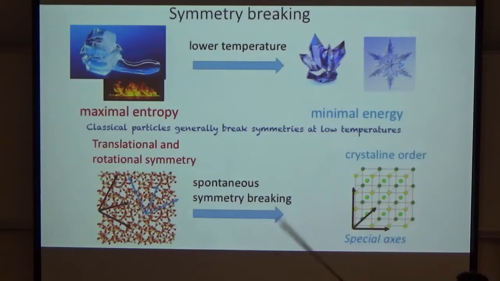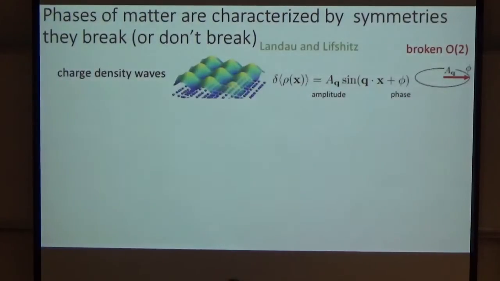So translation and rotation symmetries are broken in the lattice, very well known to physicists. Now, you can characterize many phases of matter by the symmetry they break. For instance, charge density waves, which appear in electrons and also in cold atoms and bosons. It's essentially some order parameter, some expectation value of a quantity that the Hamiltonian has a symmetry with respect to, but it spontaneously is non-zero.